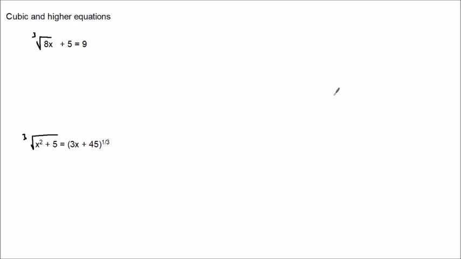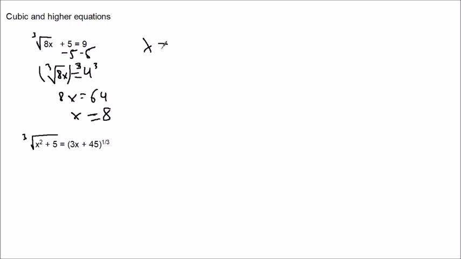Next, cubic and higher order equations, whatever you want to call them. Well, we're going to solve it just like we solved the square root equation. Plus 5, so subtract 5 on both sides, right? So 9 minus 5 is 4. And then the cube root of 8x is equal to 4. So you can just take the cube of both sides. Then 8x is equal to 64, and then x is equal to 8. So in this equation, x equals 8.